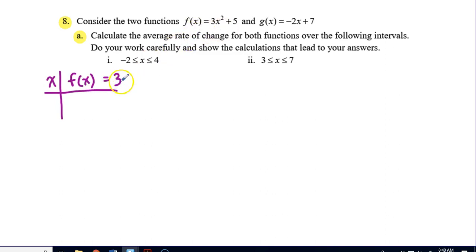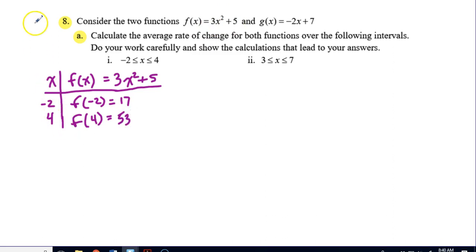First, I'm going to look at the first function, f of x. The x-coordinates that are significant are those 2 points. And I want to find the y values by substituting in. So I'm going to find the y values of each of those 2 x values. I'm going to sub in -2 and do the math. -2 squared is 4. 4 times 3 is 12. 12 plus 5 is 17. Again, you could use a calculator or look at the table on your calculator if need be. Again, I'm subbing in a 4. 4 squared is 16. 16 times 3 is 48. 48 plus 5 is 53.